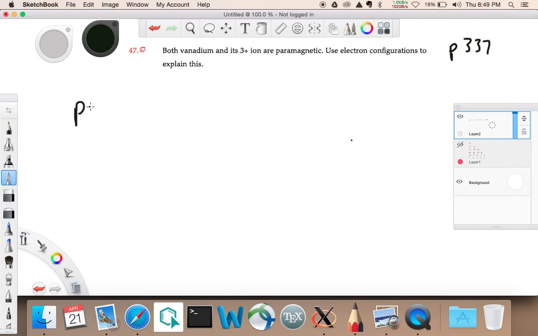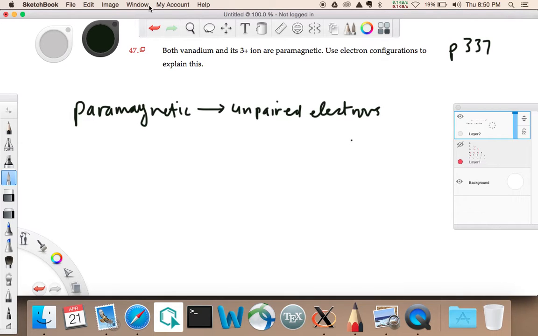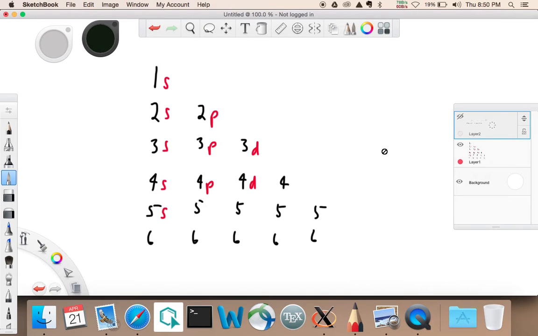All right, so remember, paramagnetic means it has unpaired electrons in it. So I want to do two things here. I want to draw out the electronic configuration of vanadium, and I want to do it two different ways. First way I'm going to do it is go back to the diagonal rule, which I've set up previously here.